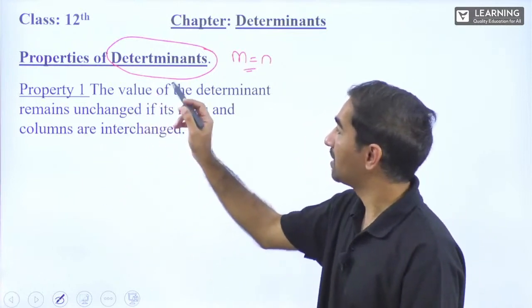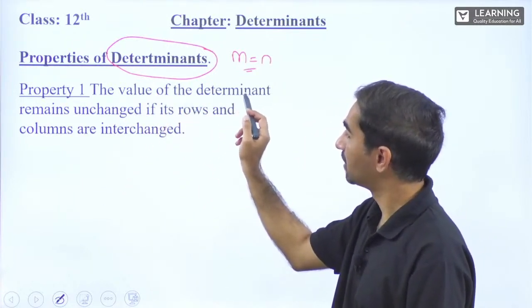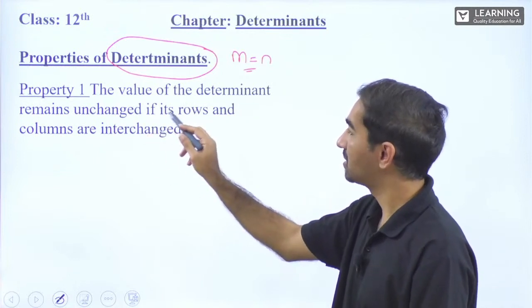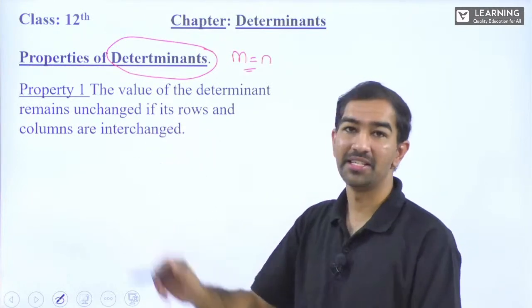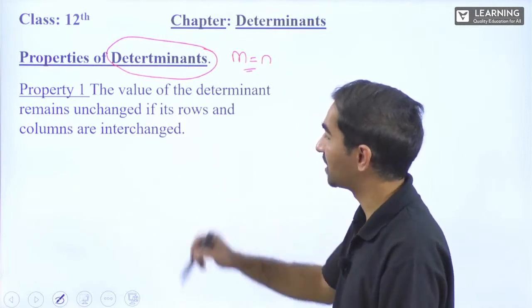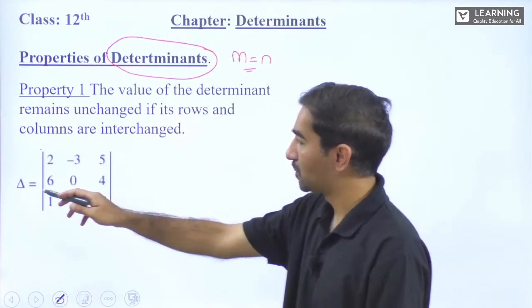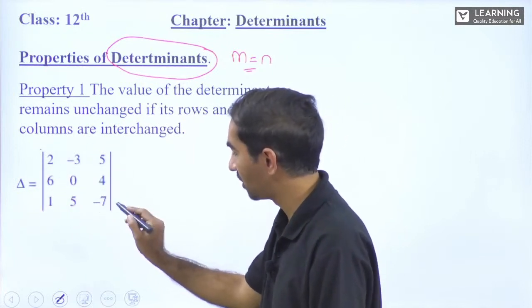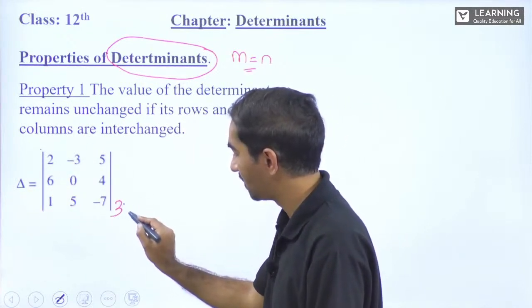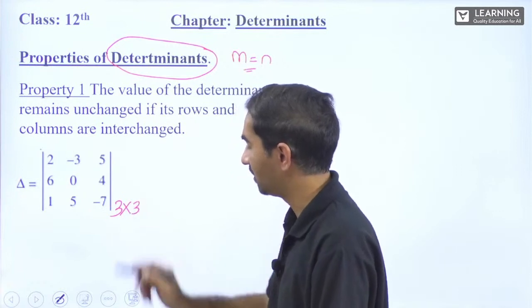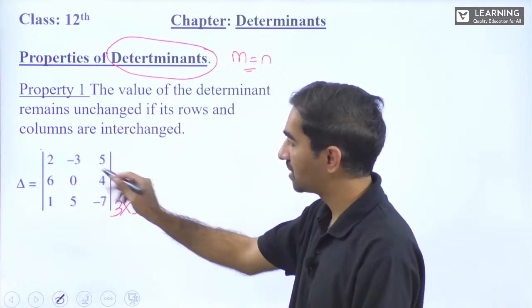Now the very first property is telling that the value of the determinant remains unchanged if its rows and columns are interchanged. So this is nothing but transpose, right? We will have a small example here. The determinant is given like this. What is the order of this? The order is 3 cross 3. We'll find out the value of this given determinant.